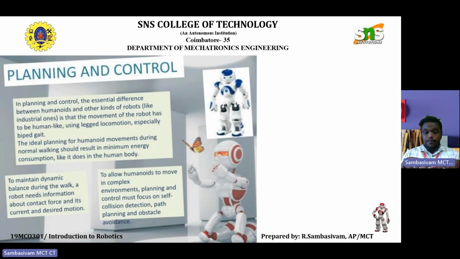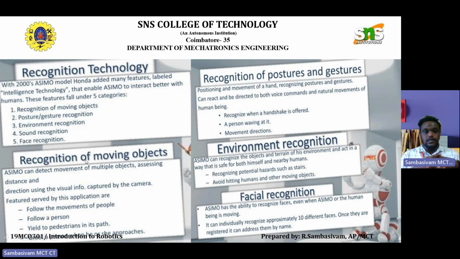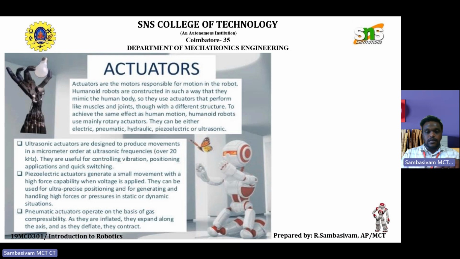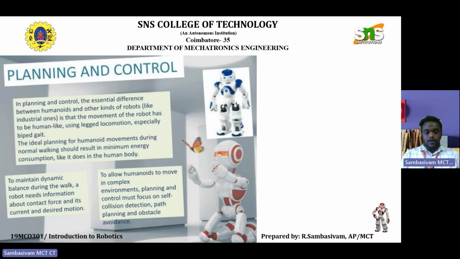To maintain dynamic balance during a walk, a robot needs information about the contact surface and the current and desired motions. Similarly, to allow humanoids to move in complex environments, planning and control must focus on path planning and obstacle avoidance. These are the things planning and control has to handle. When it comes to recognition technology, there are many things surrounding moving objects. These actuation techniques play an important role when it comes to planning and control.